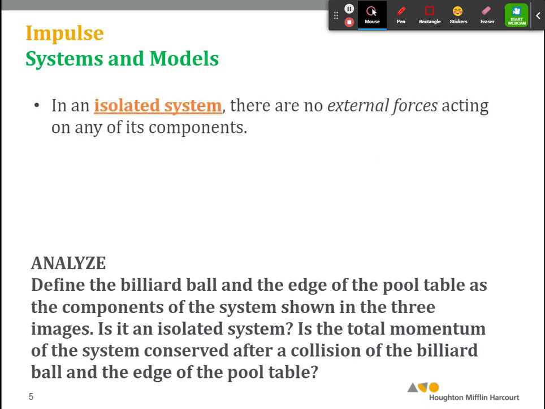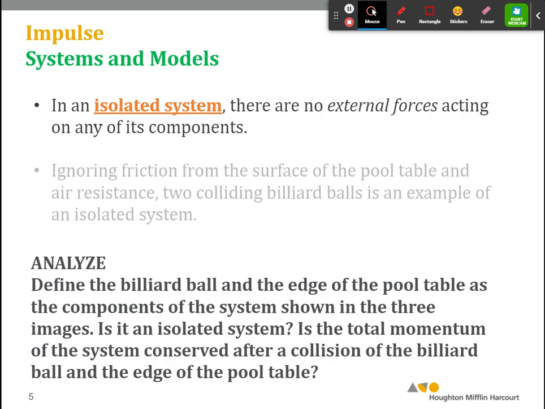Okay, in an isolated system, this is a new definition. You should add it to your notes. An isolated system, or a closed system. In an isolated system, there are no external forces acting on any of the components of the system. Okay, no net external force.